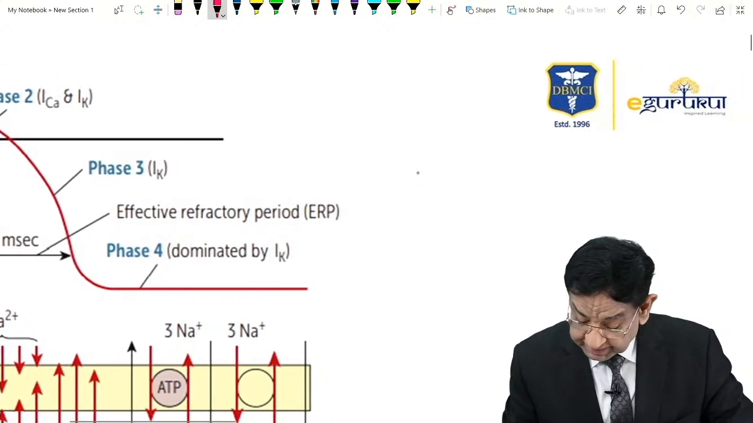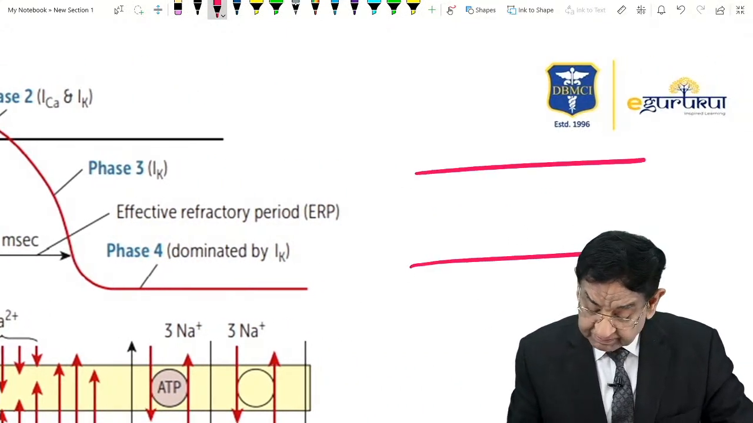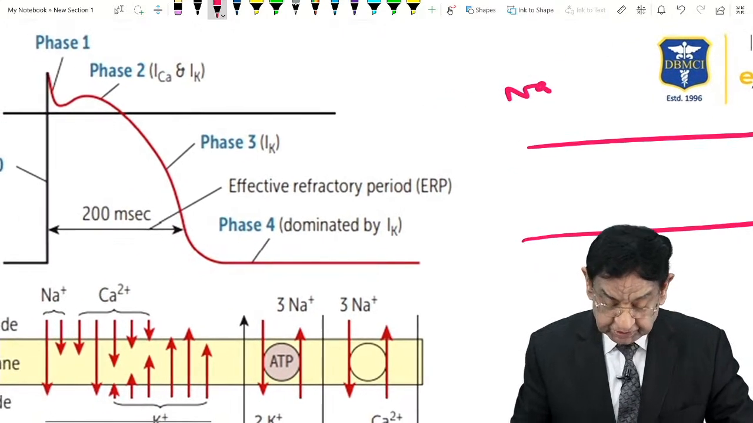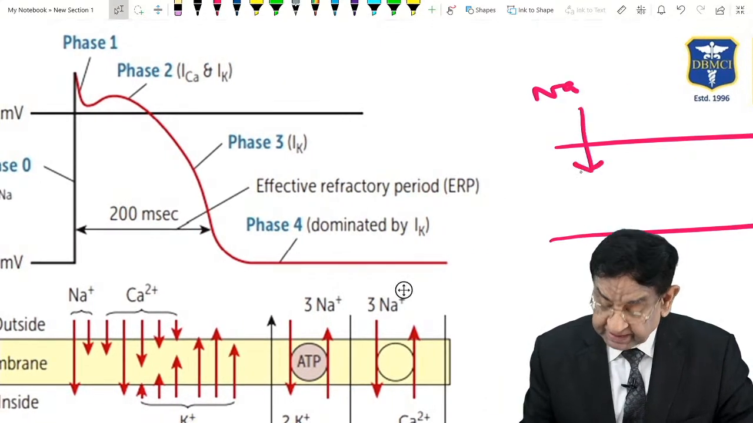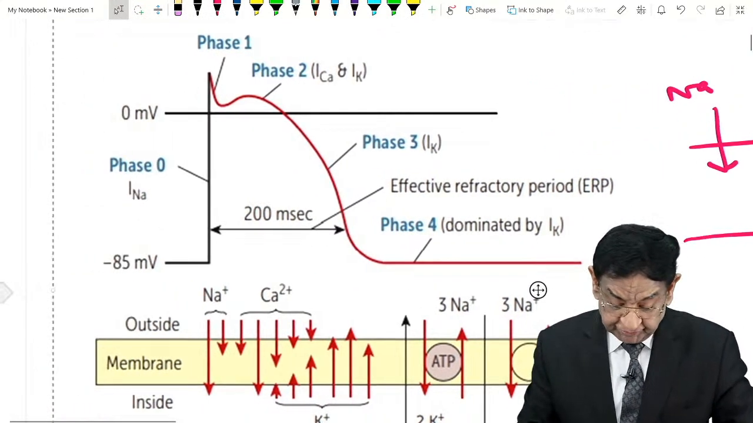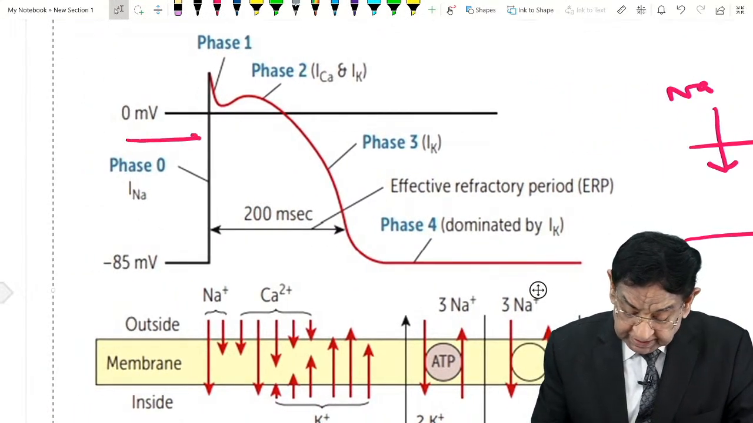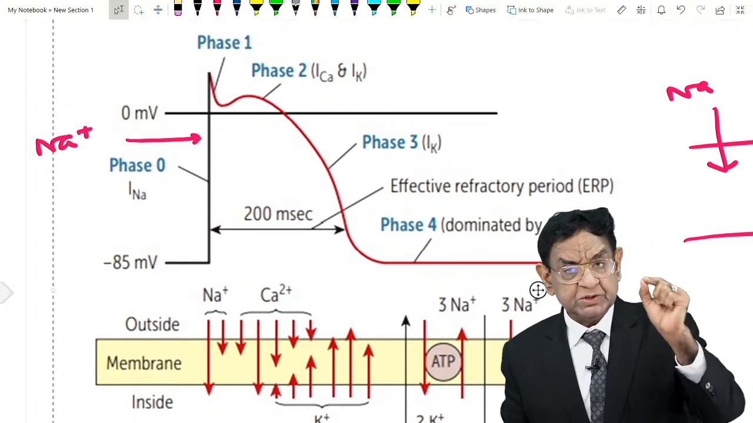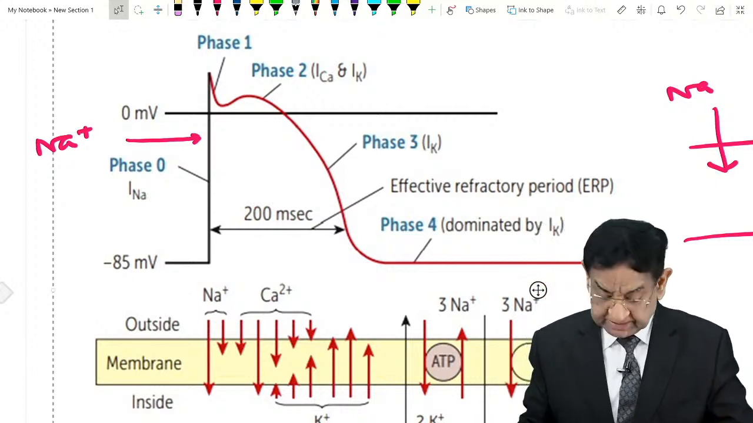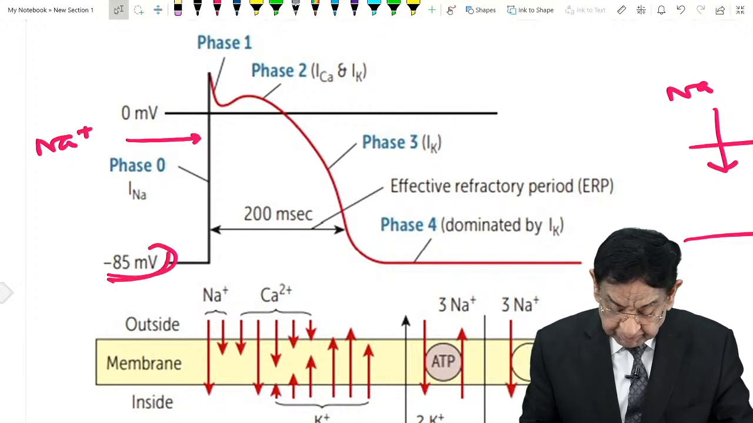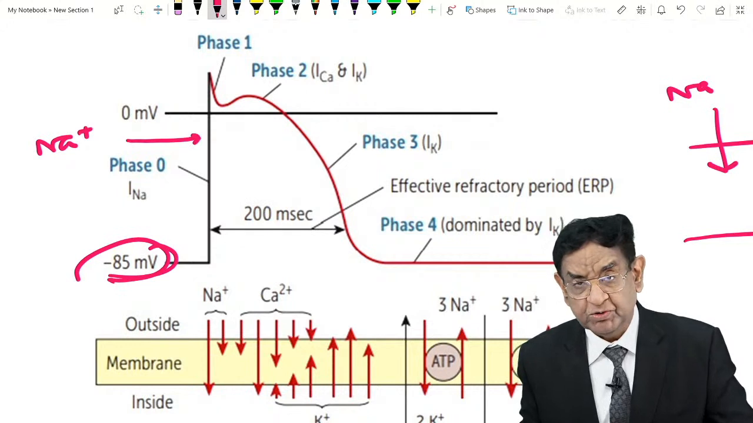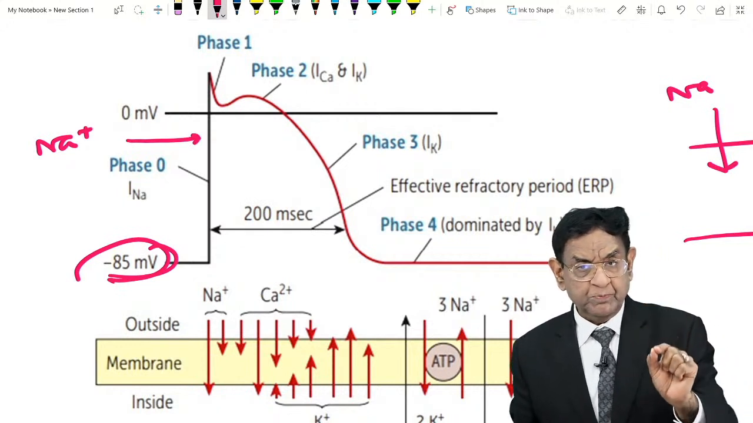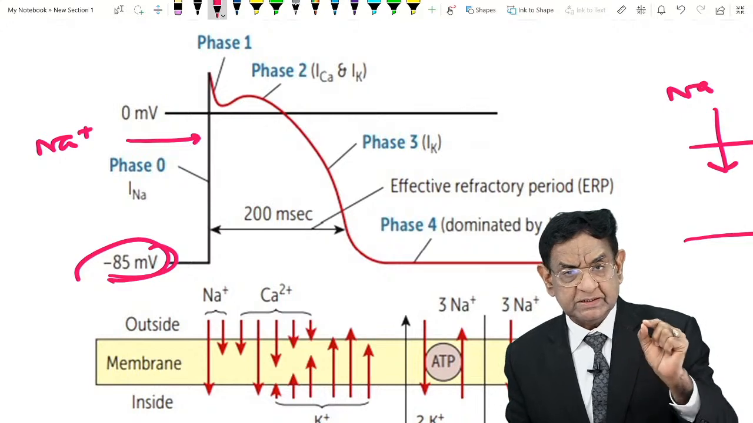We are all aware that sodium is outside the cell, and when phase 0 starts, sodium starts entering the cell. Point number 1: in phase 0, sodium starts entering the cell. As sodium, which is a positive particle, enters the cell, which is at minus 85 to begin with, the potential will go up and even cross the 0 millivolt. So the take-home message: stage 0 is sodium entering the cell.